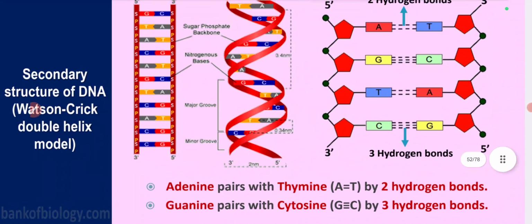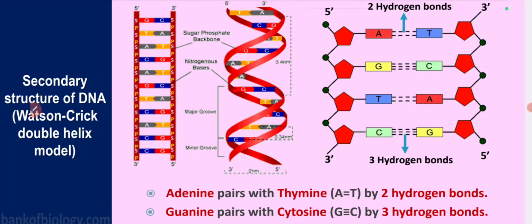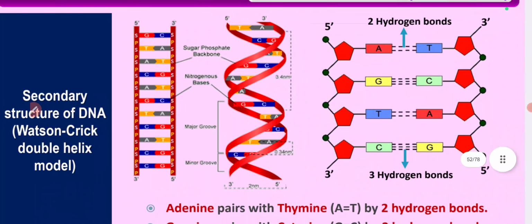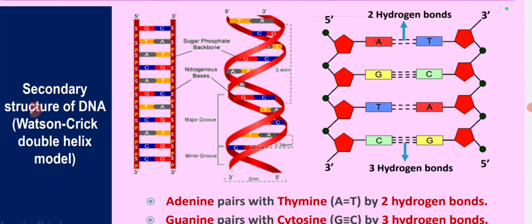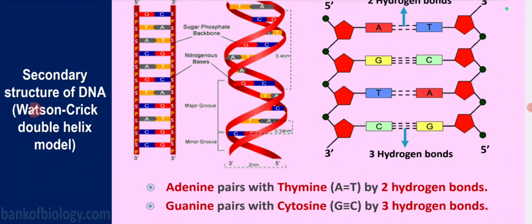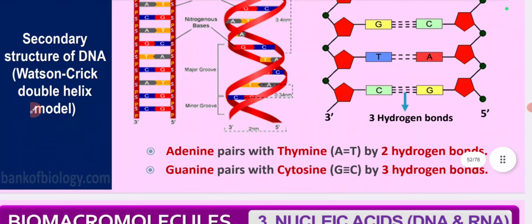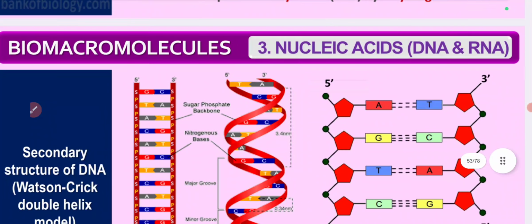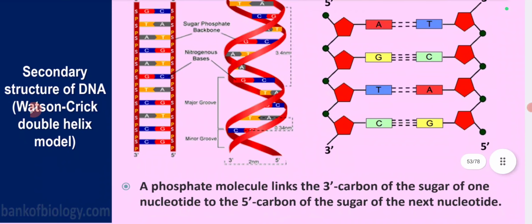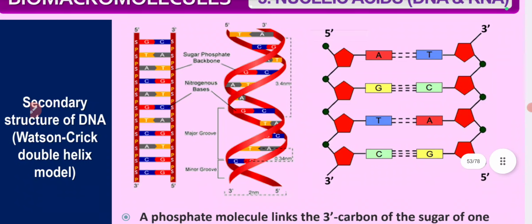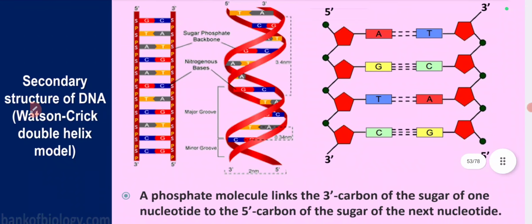Again, adenine pairs with thymine by 2 hydrogen bonds, guanine pairs with cytosine by 3 hydrogen bonds. See the diagram. You can get a clear view of how the hydrogen bonds are formed between the nitrogenous bases. A phosphate molecule links the 3 carbon of the sugar of one nucleotide to the 5 carbon of the sugar of the next nucleotide. As you can see, the phosphate molecules are also attached.